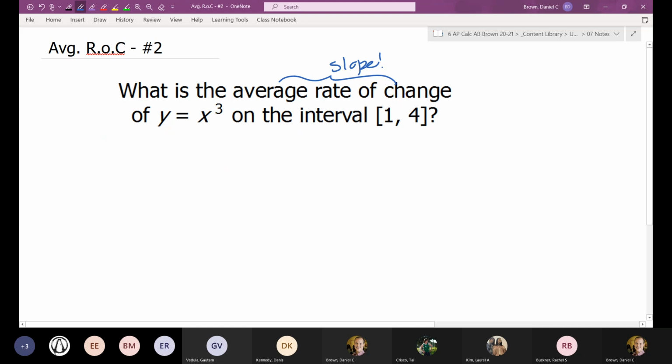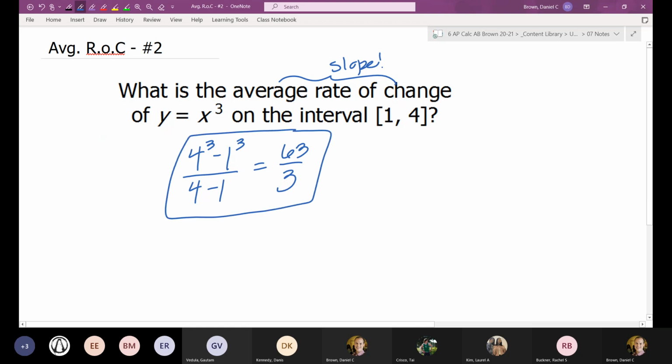Don't find a derivative, just find the slope. So if I'm looking for the average rate of change, it is the change in y over the change in x. 4 cubed is what, 64? 64 minus 1 is 63 over 3. So that is the average rate of change.